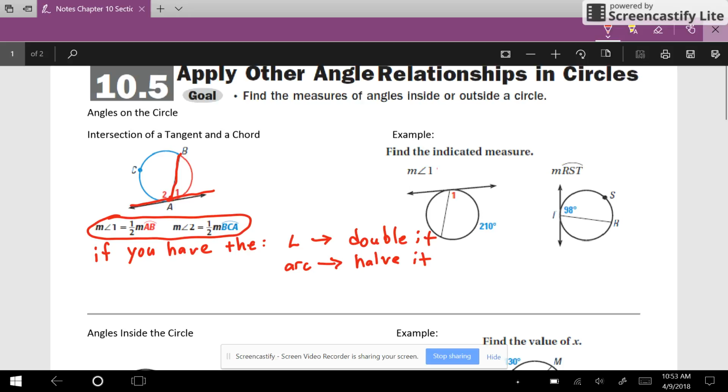So angle 1 goes with this 210-degree arc. The arc is 210. We have the arc, so half of 210 is 105 degrees. So 105 degrees would be the measure of angle 1, whereas in the next picture we have the angle, and we're looking for the arc. So if we have the angle, we're going to have to double it to find the arc. So we double 98, we get 196 degrees would be the measure of the arc.